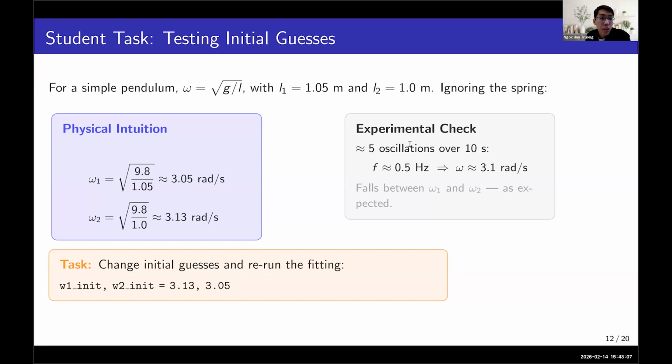We ask students to plug it into the model and see the result. Is it better? Hopefully it's going to be better. Also, there is a check here. We can do it by just counting the number of oscillations. You have 5 over 10 seconds, so it shows up as 3.1. So it's close, right? Hopefully this is a good guess.